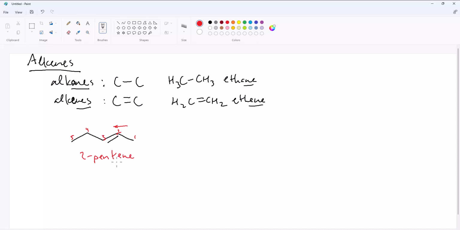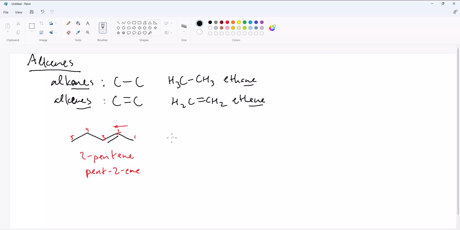Another way to be more specific that the 2 is for the double bond, the 2 is for the alkene, we could name this as pent-2-ene. And we'll see that with other substituents like alcohols that have endings, we will have to add the 2 as an interior number to the pentene, just to denote what falls where.